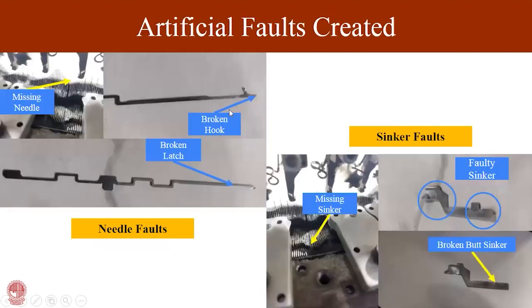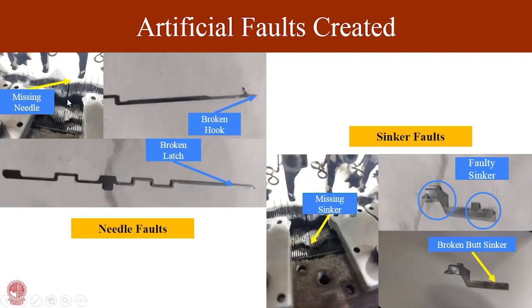So these are the 6 faults that we created in our machinery. Firstly, there are 3 core components of a knitting machine which are directly responsible for producing knitted fabric: the needle, the sinker, and the hem. We conducted our experiment and created the faults in the needle and sinkers of the knitting machine.